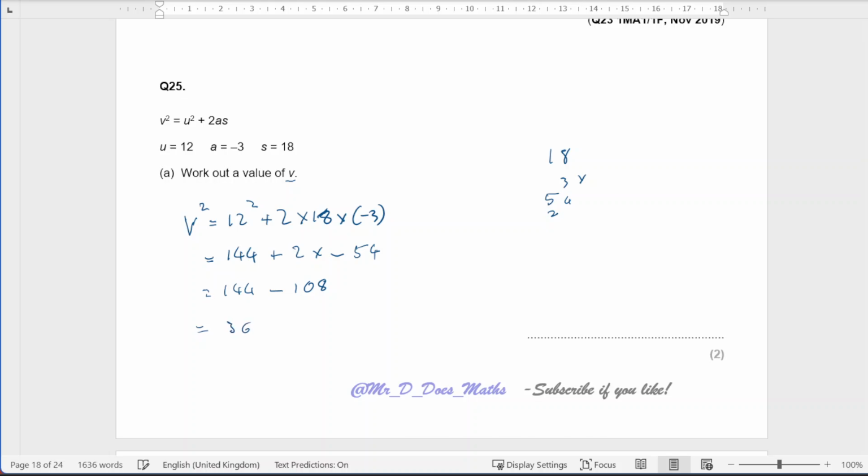Which gives us 36. So V squared is equal to 36. So V is going to be equal to plus or minus 6. Technically speaking, plus or minus 6, but if you just got 6, that would be absolutely fine, I think. Just having a quick look for 6 or for minus 6, accept plus or minus 6. Right.